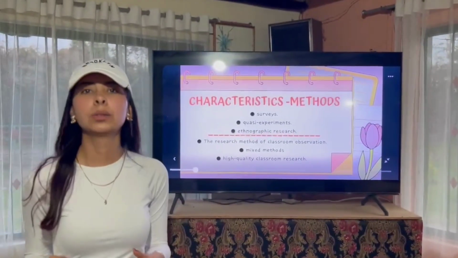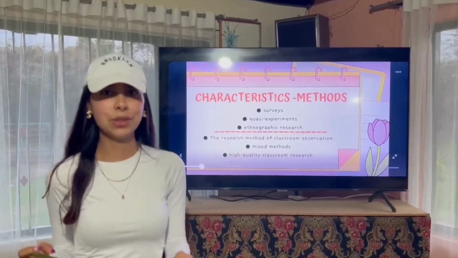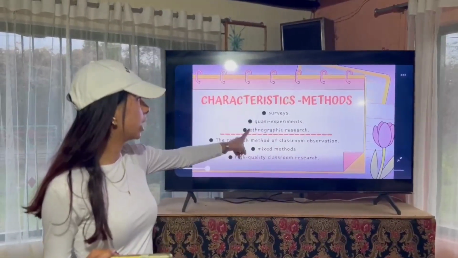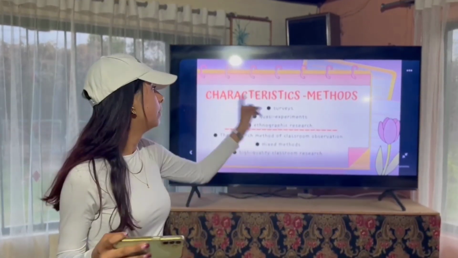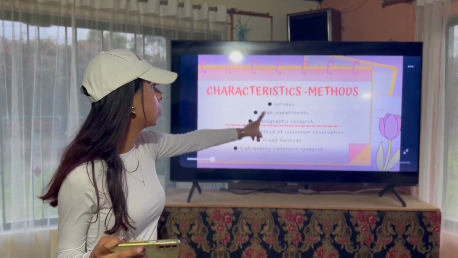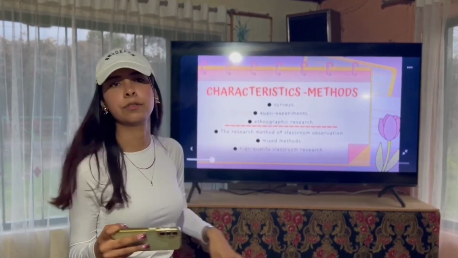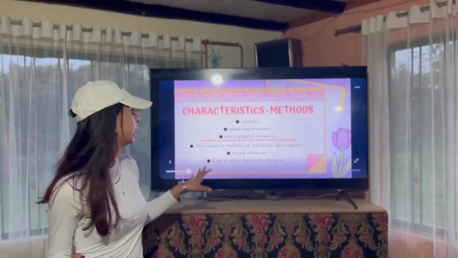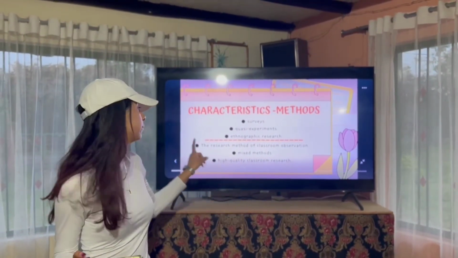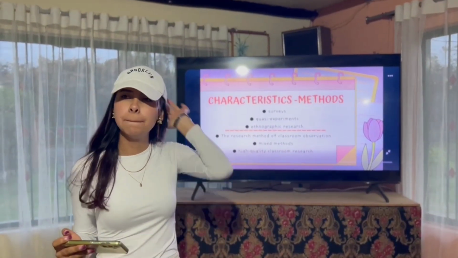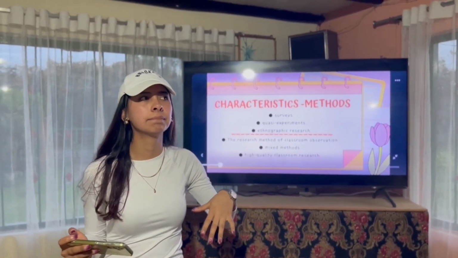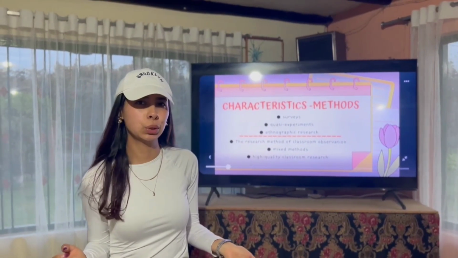Next, it's about characteristics and methods. There are three characteristics, also three methods: first of all, survey, quasi-experiments, and ethnographic research. Next part is about the three methods. First of all, the research method of classroom observation. Basically, it's about a data collection approach.